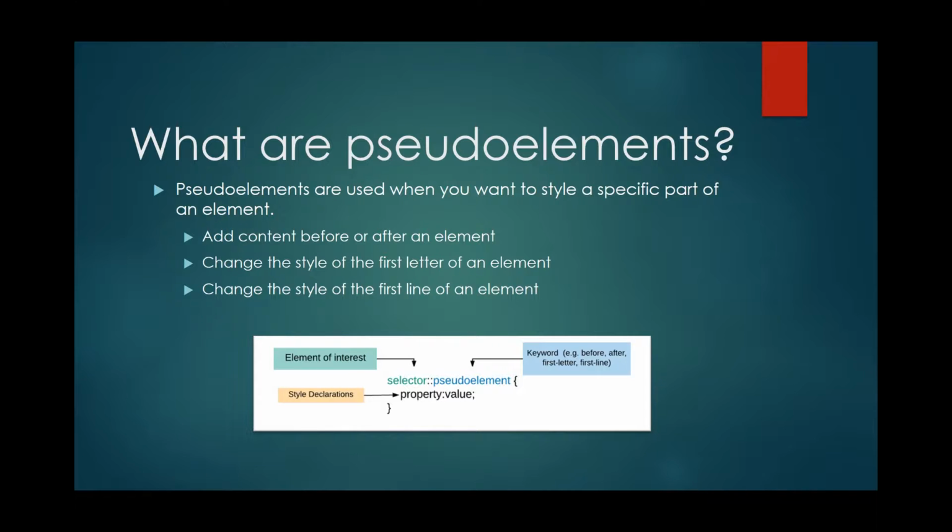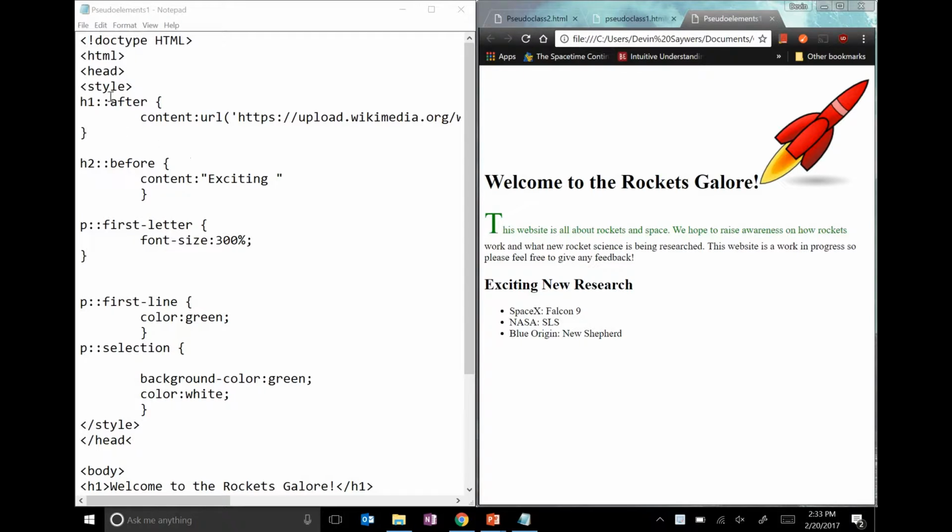So let's take a look at some examples here. We've got 5 different pseudo-elements we're going to look at today. We've got the after element, which is going to add content after whatever tag we've selected, which in this case is h1. The before pseudo-element, which is going to add content before the selected elements. Then we have the first letter, the first line, and the selection pseudo-elements. So let's go through those one by one.